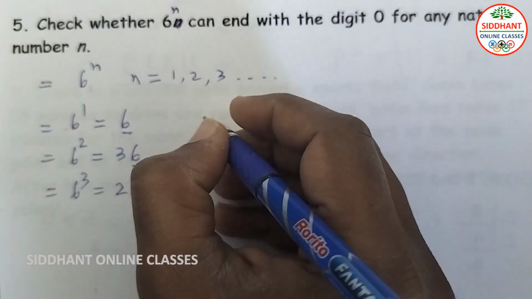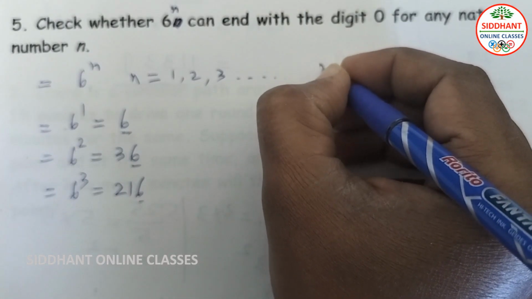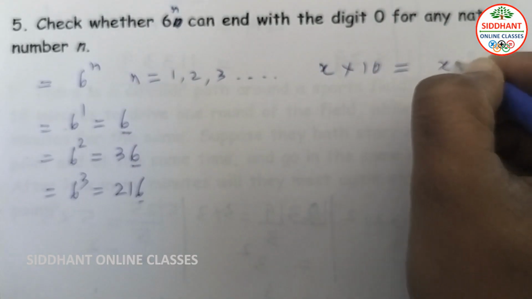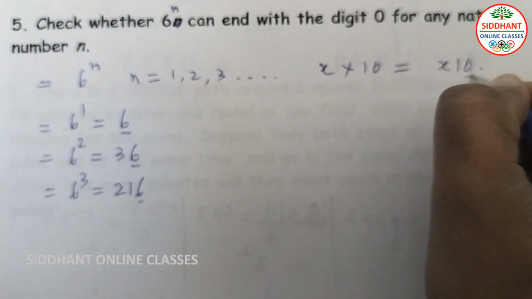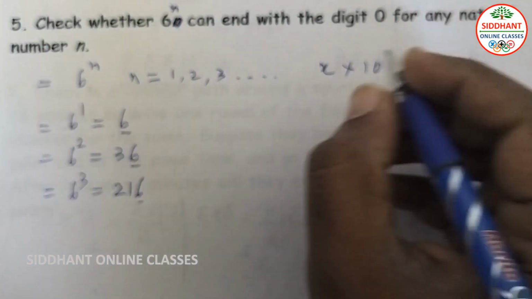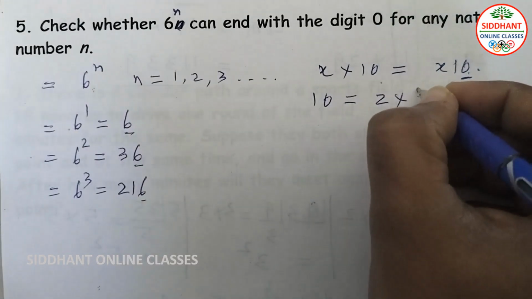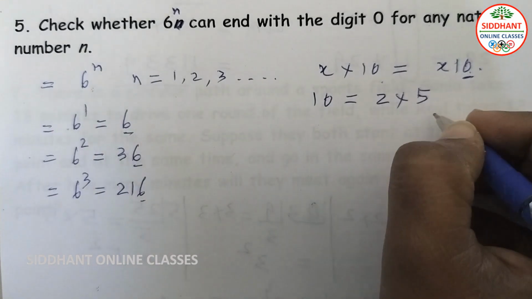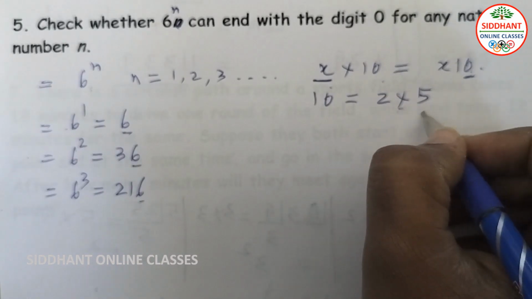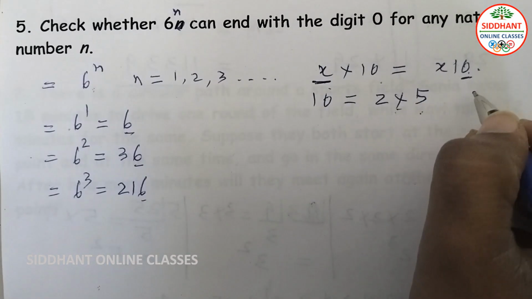So how does a number get the digit 0? If you take any number x and multiply with 10, we get x 10. So the last digit will be 0 when a number is multiplied with 10. But the factors of 10 are 2 into 5. If a number has factors 2 and 5, then we can say that this number will end with last digit 0.